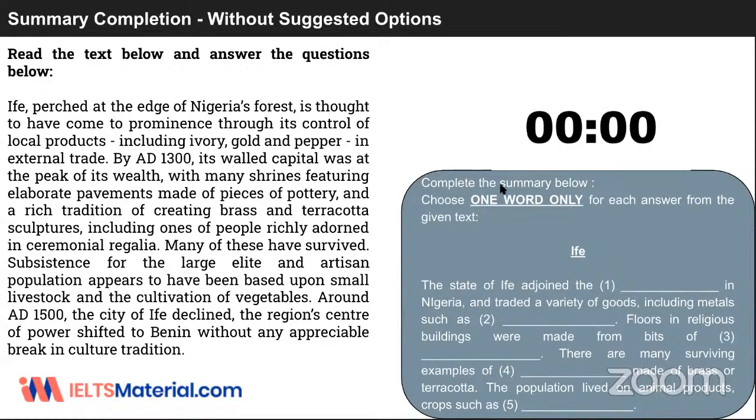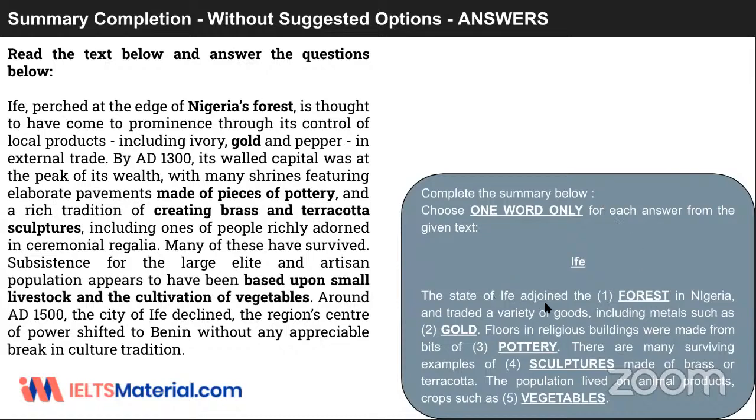Now I'll take you where you have the correct answers. So you can see that the question says the state of Ife adjoins the forest in Nigeria. Here they have described forest in Nigeria, and here it is Nigeria's forest. So this is something where they have changed the position of the words. Jasmine, you also have given the correct answer. That's great. Okay, Shrikala, you also have given the correct answers. Very good. Congratulations.